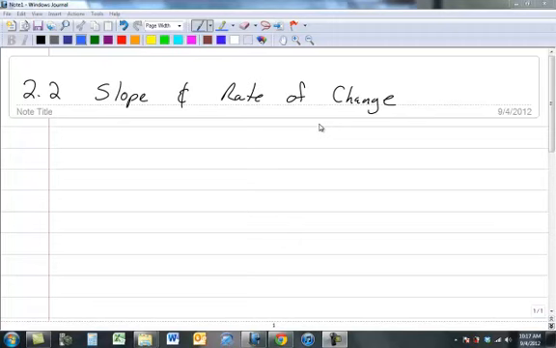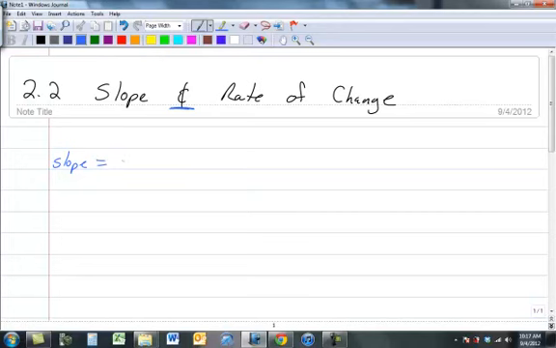All right, section 2.2 is all about slope and rate of change. Now, rate of change is the same thing as slope. So this "and" is kind of misleading. Slope is the same thing as rate of change. This should be review, but we're going to throw down the nuts and bolts really quick.